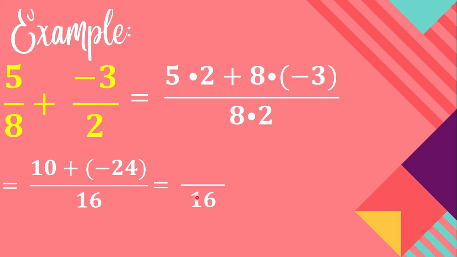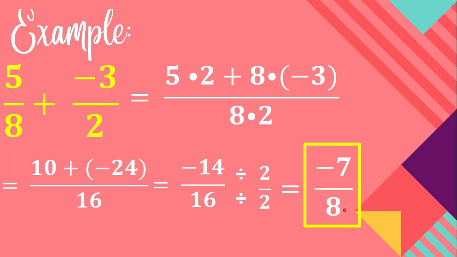Copy your denominator. Again, perform the operation, addition of integers. That will be different signs, so you have negative 14. Still, you can simplify this one, divide by 2, both numerator and denominator. That is equal now to negative 14 divided by 2, which is negative 7, over 16 divided by 2, which is equal to 8. And that will be your final answer, negative 7 over 8.